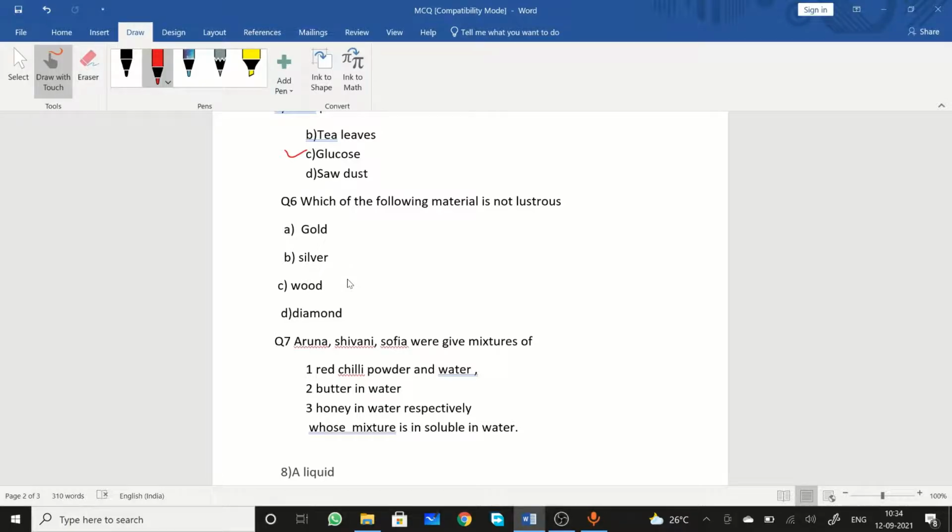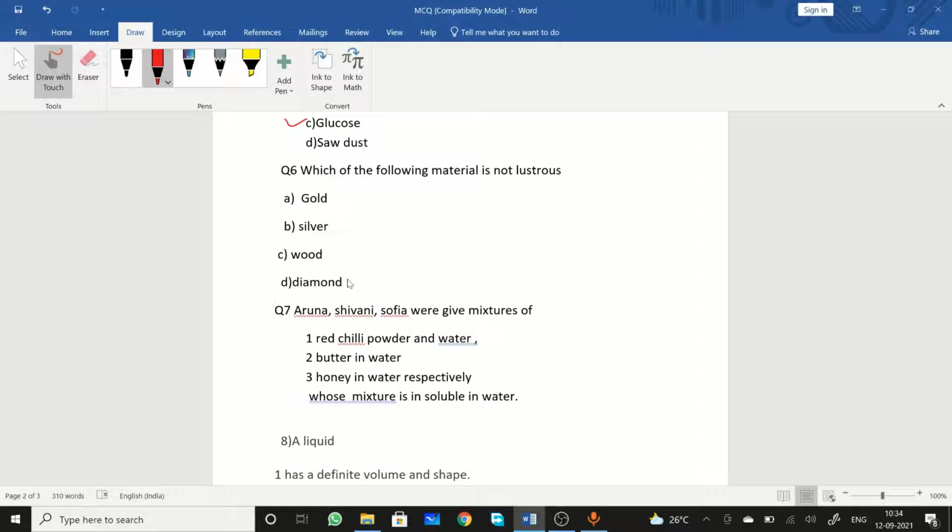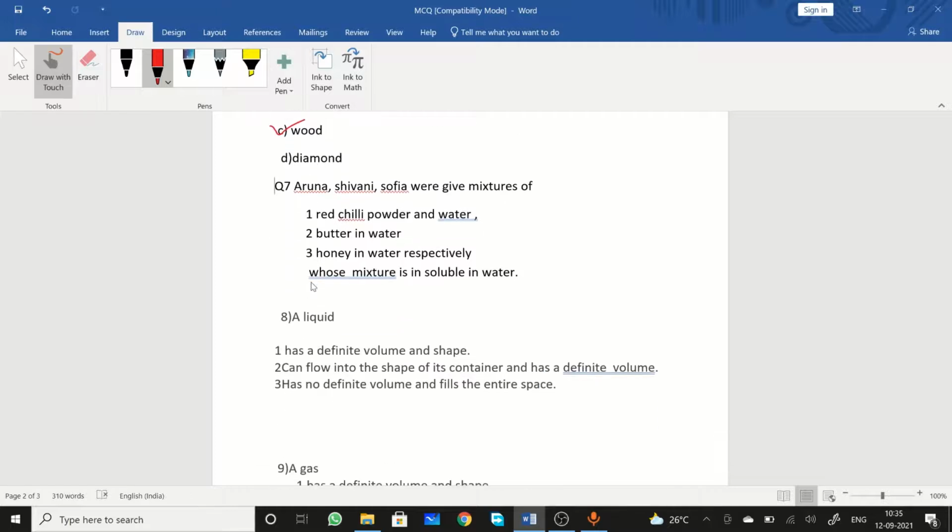Which of the following material is not lustrous? Lustrous means जिसमें shine होती है. So gold, it has a shine. Silver has a shine. Wood and diamond, diamond has a shine. Wood does not have a shine. So right answer is wood.